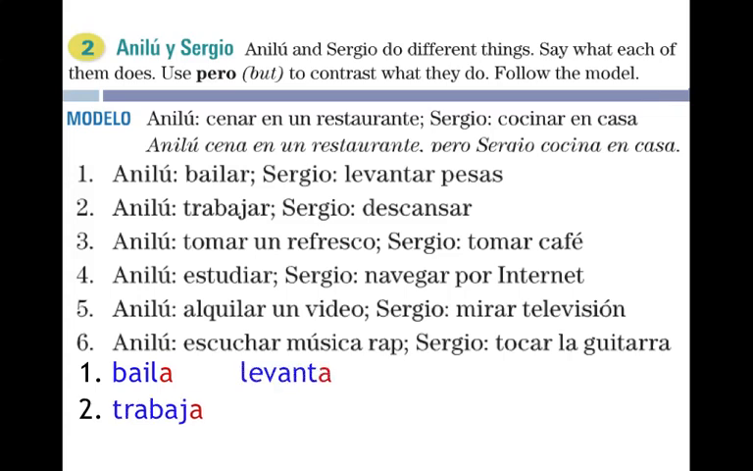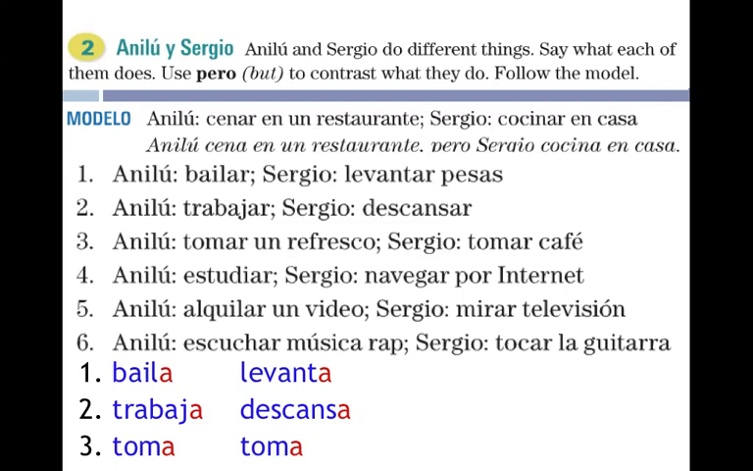Anilu trabaja, pero Sergio descansa. Anilu works, but Sergio rests. Número 3. Tomar un refresco, tomar café. Anilu toma un refresco, pero Sergio toma un café.